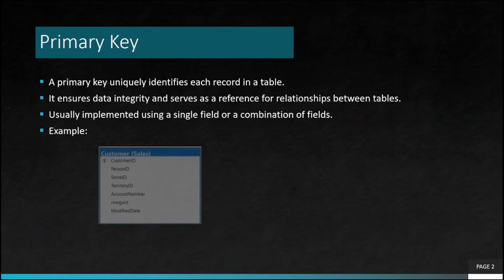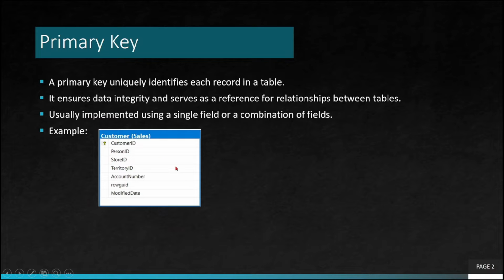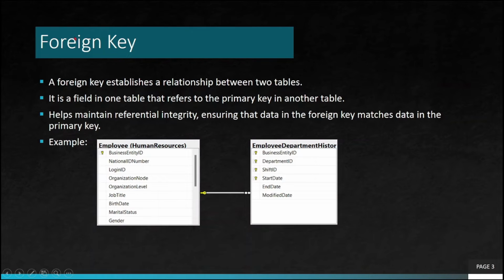So this is an example of what a primary key looks like when you create a database diagram. You will see the little key beside the primary key. The primary key is what becomes a foreign key in another table. As you can see again here, it establishes a relationship between two tables. It references the primary key of another table. Like the primary key, it maintains referential integrity, ensuring that data in the foreign key matches data in the primary key.